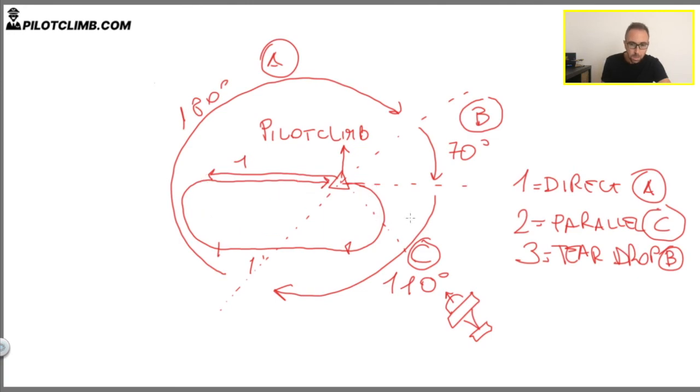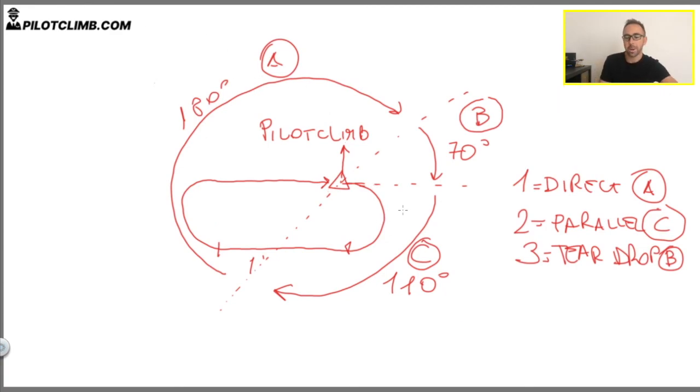Okay, so depending on your sector, again, you have to do a different type of holding entry. As you can see now, it makes sense, because if you arrive from here, it makes sense to do something like that. If you arrive from here, it makes sense to arrive and do something like that, the parallel entry. And if you arrive from this sector here, it makes sense to join directly.